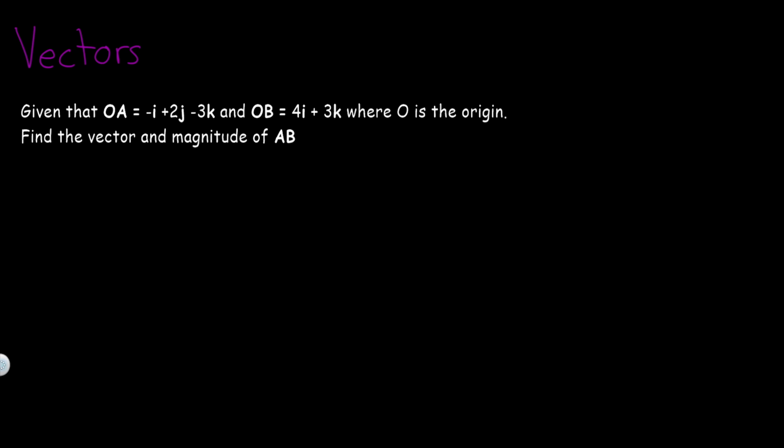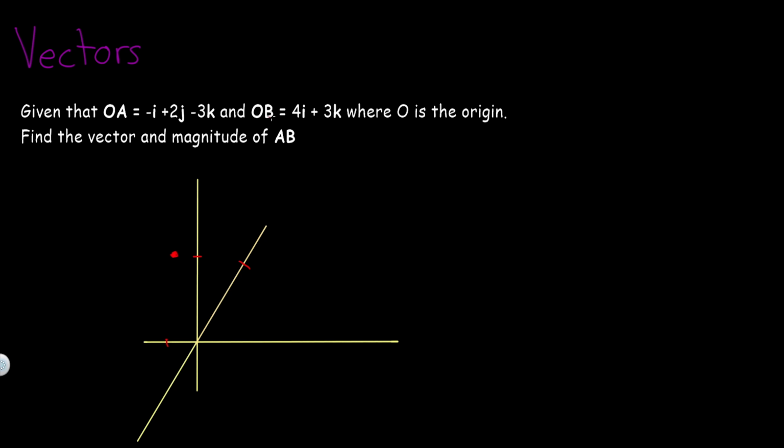The next question says that given OA equals negative i plus 2j minus 3k and OB equals 4i plus 3k, where O is the origin, find the vector and magnitude of AB. Okay, so the first step is to draw, just not to be confused. So for the first point, it is located at negative i, so it is right here, and plus 2j, which means that it will go above, and minus 3k, so it will be on the negative z axis, about right here.